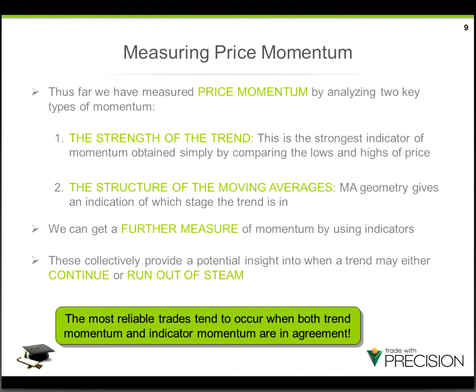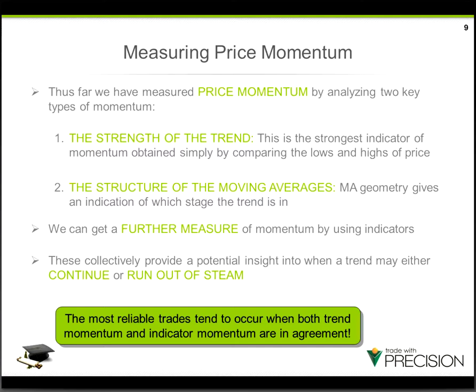Okay, another layer of confirmation then comes from our indicators, the MACD and the RSI we talked about, which gives us a further measure of that momentum strength. And here's what we're really trying to do, right? We're trying to find the most reliable trades, and typically those high probability trades occur when both price momentum and indicator momentum are in agreement. And this term is then known as convergence.